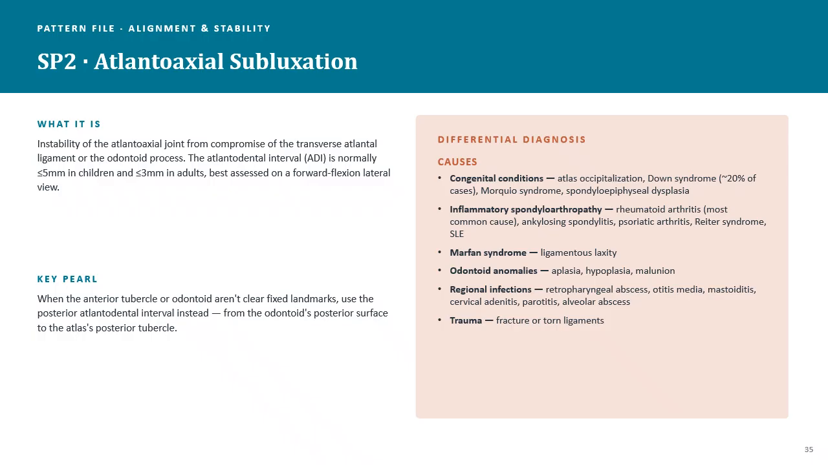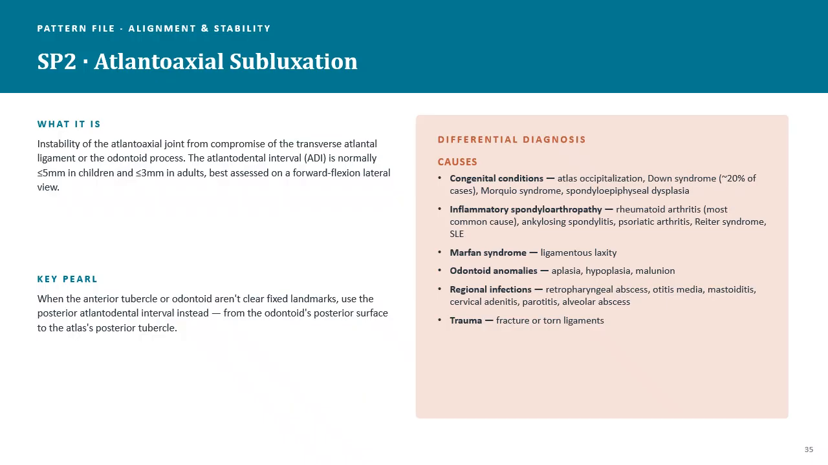When we're thinking about this instability, C1 and C2 are becoming too loose or too unstable. And if they're too loose or too unstable, they're allowing more head movement than there should actually be for the patient. One way that they evaluate this is the atlantodental interval, or ADI, and this is basically the space between the anterior arch of C1 and the odontoid or the dens of C2.